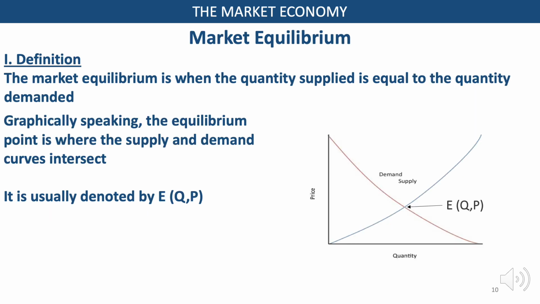Market equilibrium is when we mix the demand and supply curves together. It is denoted by E and its coordinates are Q and P. It represents the point where the market is in equilibrium, which means the quantity demanded is equal to the quantity supplied. There are no shortages and there are no surpluses. Whatever is being produced is being consumed.